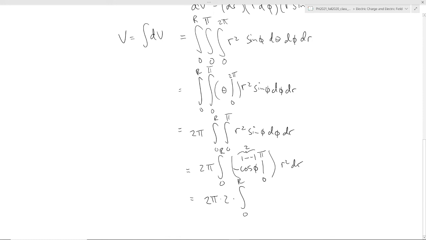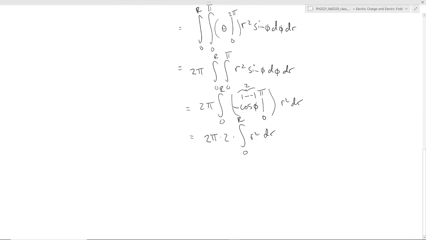And that's just R squared. So if we integrate that, you're going to pick up R cubed over 3. So you know what we're looking for here, but I just wanted to show you. And you plug in your limits and you recover the volume of a sphere as you expect.